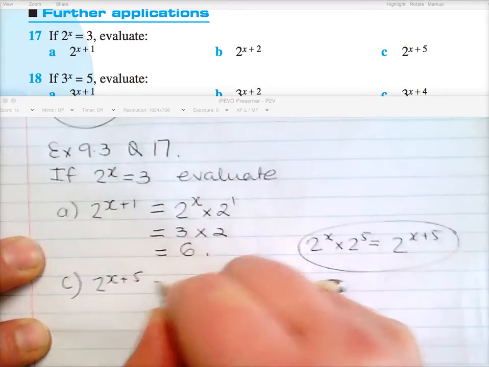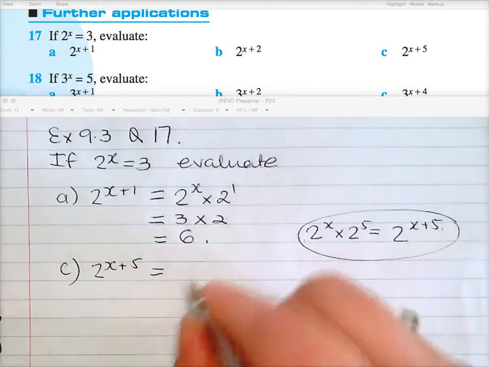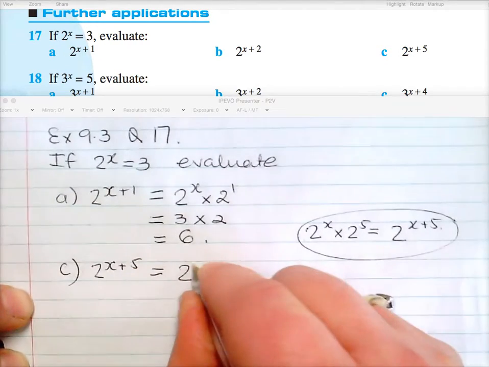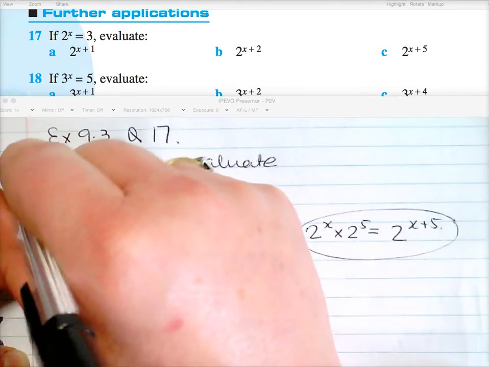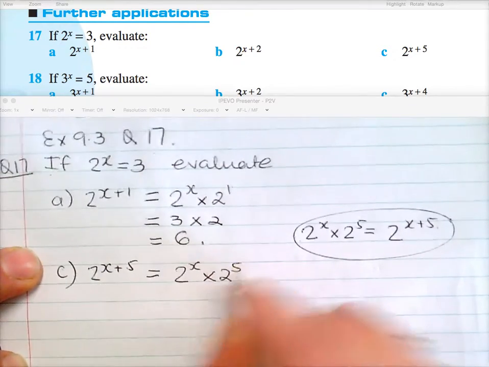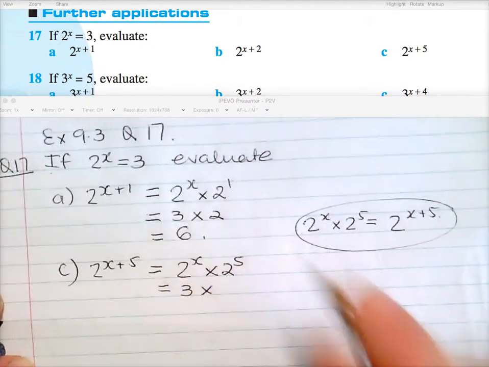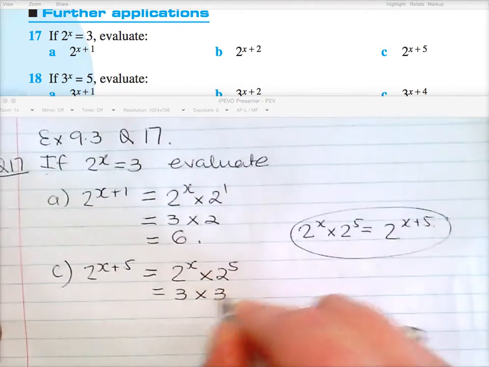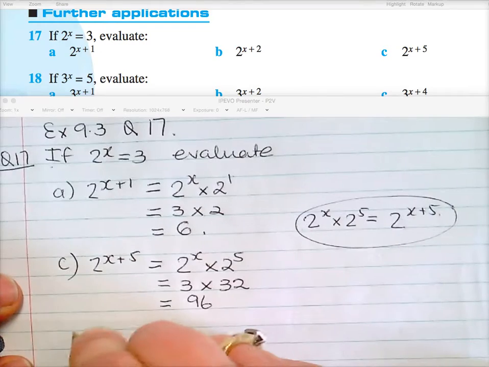You have to evaluate 2 to the power of x plus 5. Again, do the same thing. X plus 5, two indices have been added. Where did that come from, girls? 2 to the power of x times 2 to the power of 5. That's where that came from. Two indices were added. So it's 3 times 2 to the power of 5, which is 32. 3 times 32 is? All right, I'm going to add something to this.